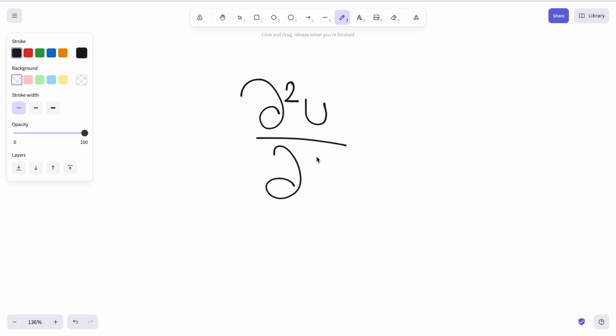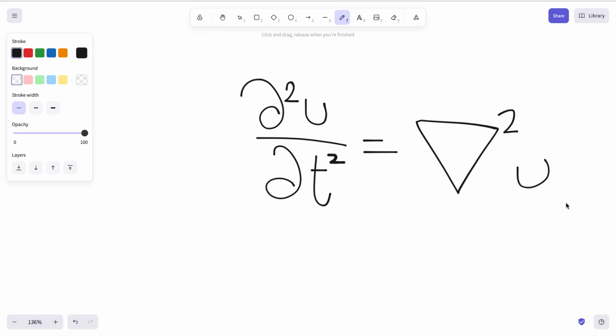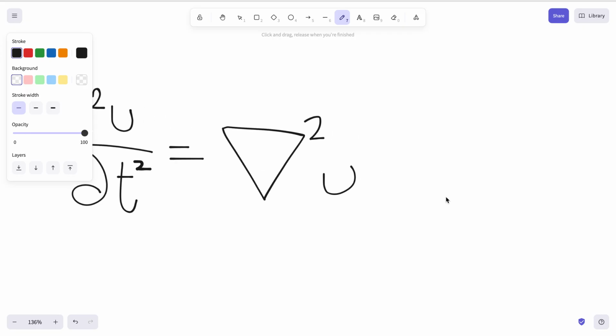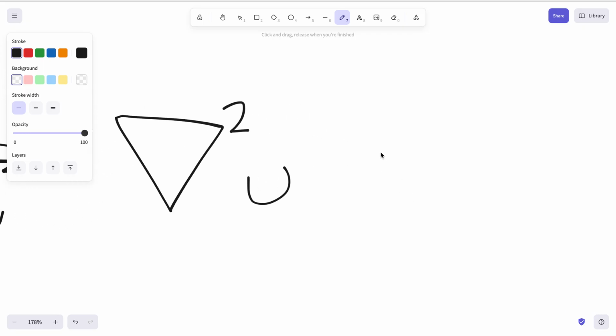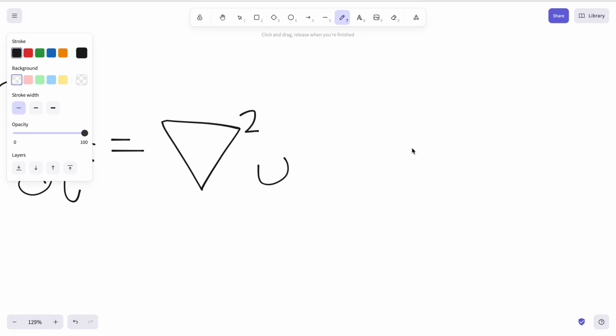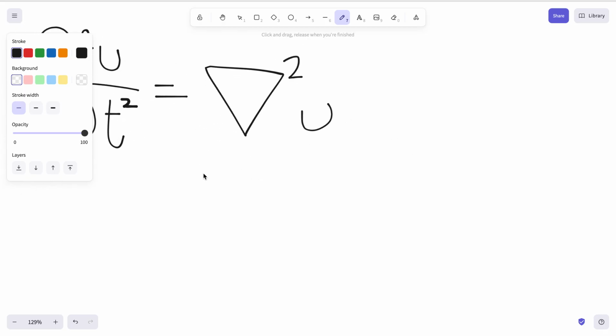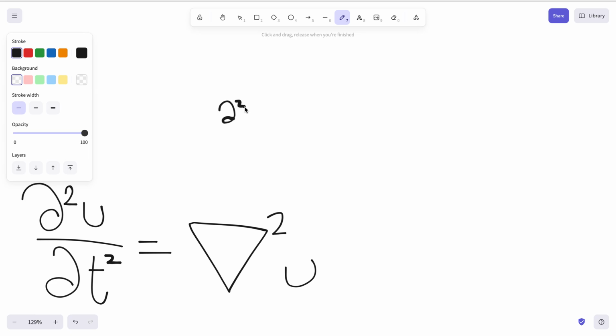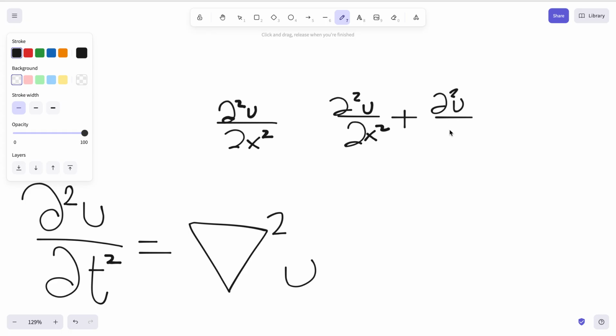That is, partial squared u over partial t squared is equal to the Laplacian of u. If you're not familiar with what the Laplacian is, it's the dot product of the gradient with itself for a function, or in other words, the divergence of the gradient. So without that vocab, a better way to think about it is that in one dimension the Laplacian looks like this, in 2 dimensions it looks like this, and in 3 dimensions you could expect a z and so forth.